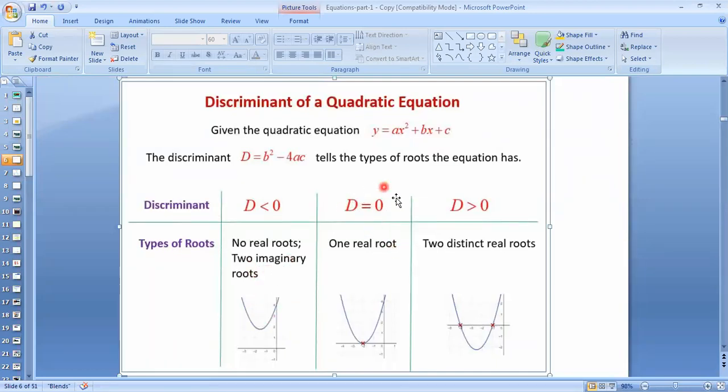Now if d equals 0, that means b square minus 4ac equals 0, then we get only one real root. If discriminant is positive, that means b square minus 4ac is greater than 0, then we get two distinct real roots. Then the graphical representation will be like this, two real distinct roots.